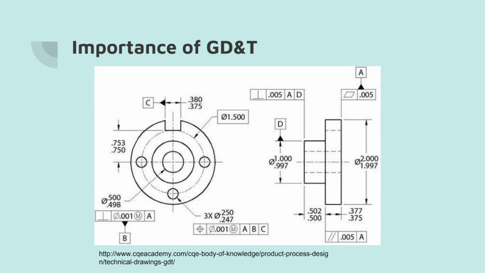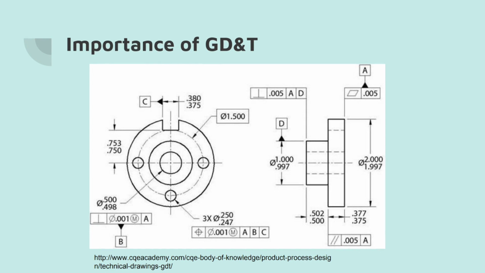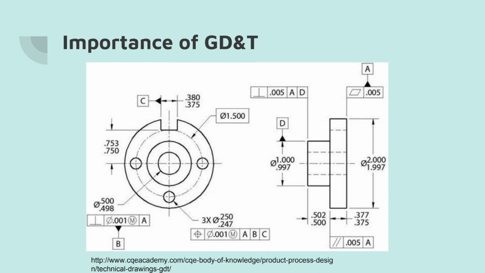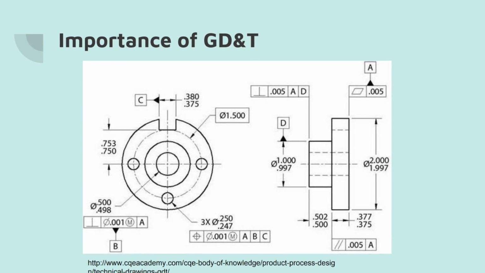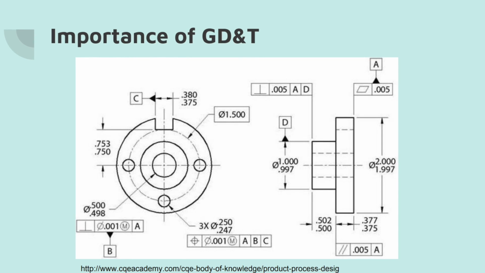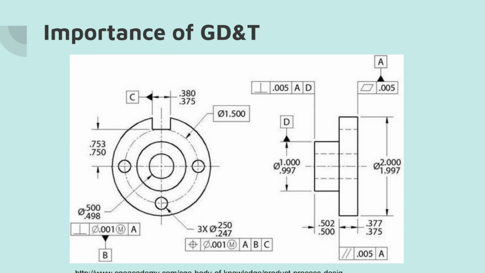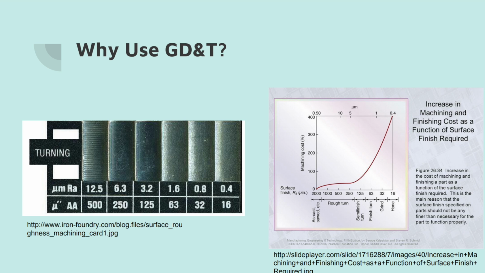GD&T is also important for accurately calculating tolerance analysis. The part geometry and their tolerance zones allows for calculation and analysis of extreme boundaries. As a result, the effect of manufacturing variation is able to be analyzed before the part is produced and allows for issues to be addressed in a timely fashion.